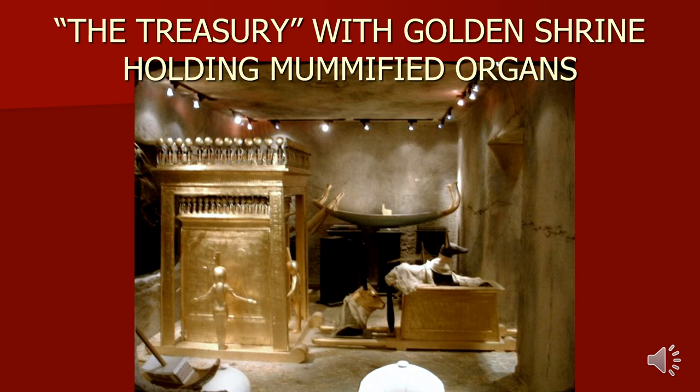This room called the treasury shows a shrine that is being guarded by four goddesses. And inside this shrine are the mummified organs of Tutankhamun. And they're in little coffin-shaped chests that resemble Tutankhamun that were inside alabaster jars. And they also are showing the god Anubis, that jackal figure that's guarding the organs as well, and the goddesses are guarding them. And then you can see the boats in the background that were also to be used by the pharaoh in the afterlife.